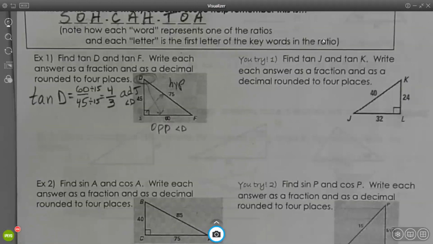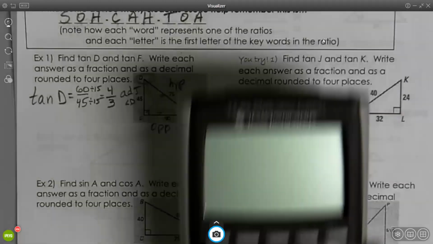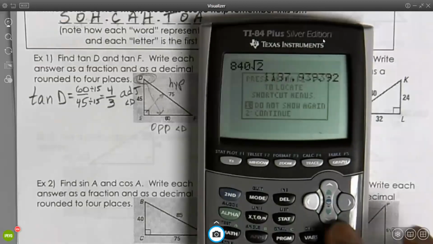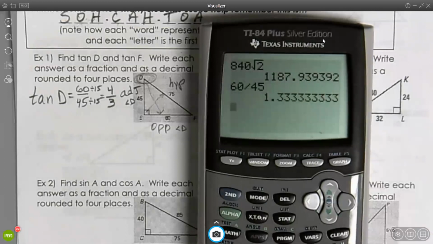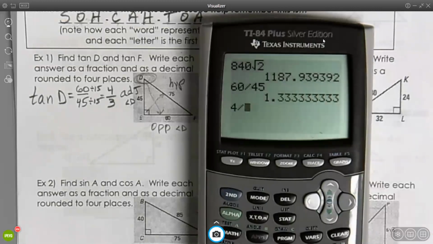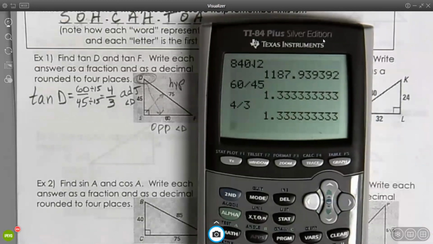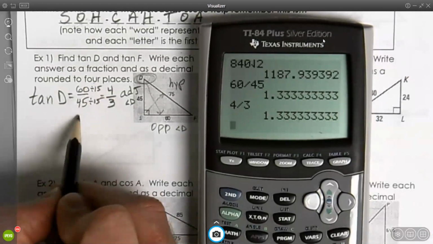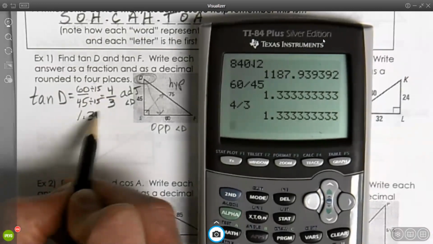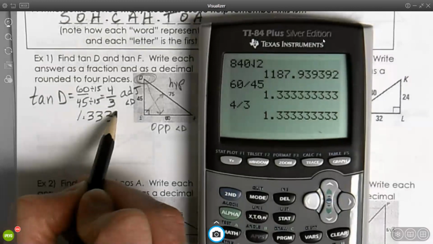If you wanted to talk about the decimal for those, 60 divided by 45 or 4 divided by 3, they're both going to give you the exact same decimal. If we round this to 4 places, we could call that 1.3333.